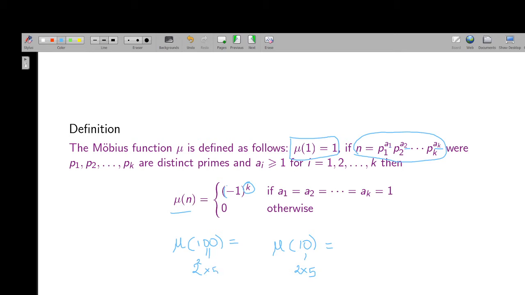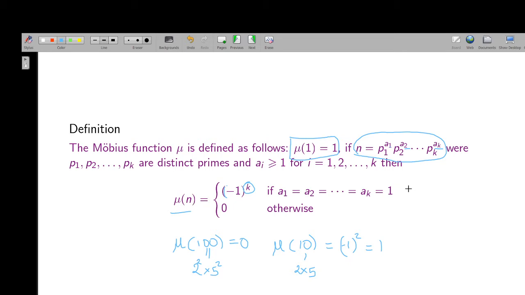Look at the definition and tell me. That's right. And mu of 10? That's right. So mu of 10 will be -1 raised to 2, which is 1. Okay, thank you, Akshata. So this is how you define the function mu.